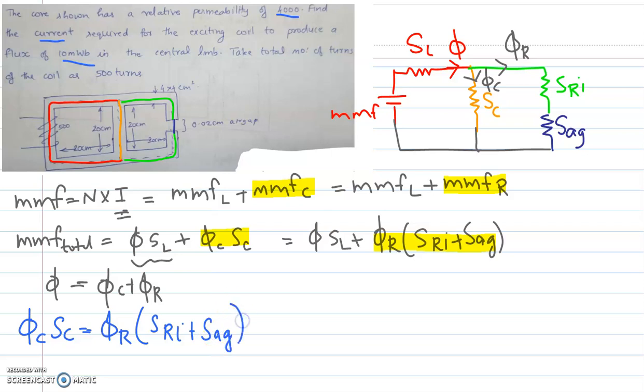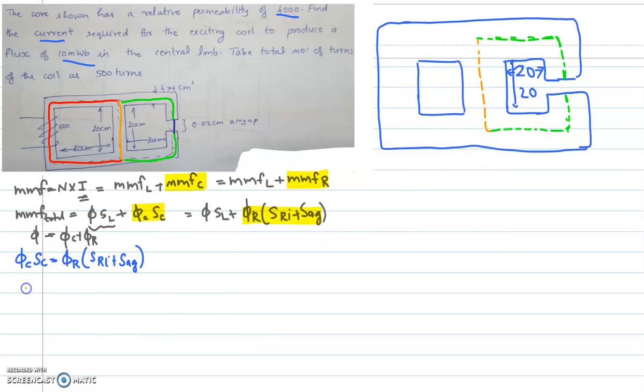SAG). So our first intention is to calculate the reluctance of the central limb, reluctance of the right hand iron path, and reluctance of the right hand air gap. Phi C is already given, that is 10 milliweber. So 10 into 10 to the power of minus 3 into reluctance of the central limb, that is marked over here. We'll mark it as point A and this as point B.